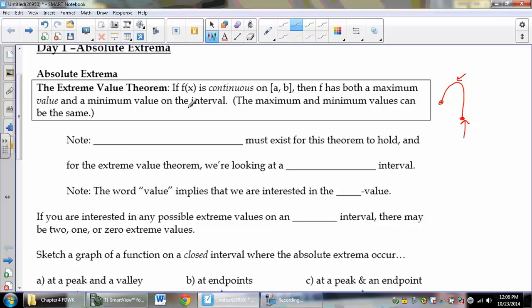One thing that's important here is this word continuous is really important. Continuity must exist for this theorem to hold. And for the extreme value theorem, we're always going to be looking at a closed interval. If it's a closed interval, it's guaranteed to have a highest point and a lowest point. Now, I italicized this word value because the word value implies that we are interested in the y value. The value of the function is the y value.